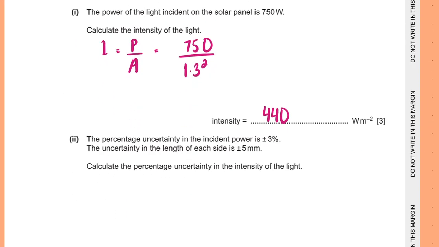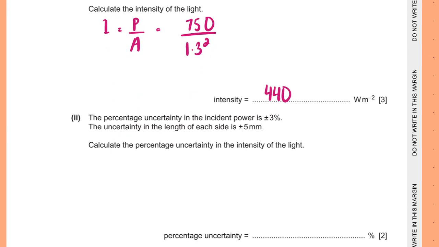Percentage uncertainty in the incident power is given, uncertainty in the length is given, and you are asked to find the percentage uncertainty in the intensity of light. So I can see that percentage uncertainty in I would be percentage uncertainty in P plus the percentage uncertainty in A, because this was calculated by having P divided by A. And then A is in itself basically the square of L. So then the percentage uncertainty in A is actually twice the percentage uncertainty in L. So the percentage uncertainty in P is 3.